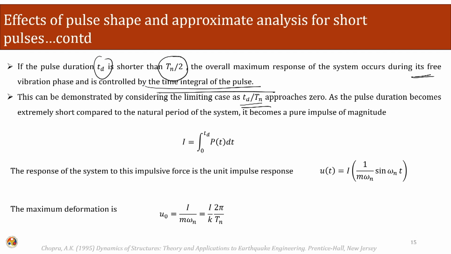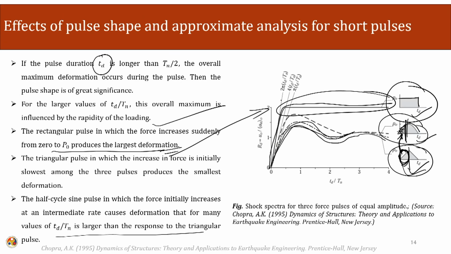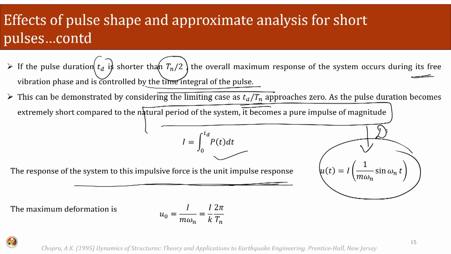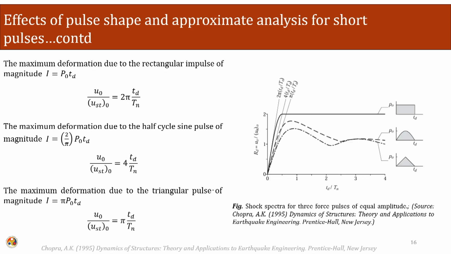If you look into the left hand side curve, as the pulse duration becomes extremely short compared to the natural period of the system, it becomes a case of pure impulse of magnitude I. So as we approach the left hand side range, this becomes a case of a purely applied impulse. The response of this system to this impulsive force is the unit impulse response. This has been shown using a Duhamel integral, where the maximum deformation is given by this equation.